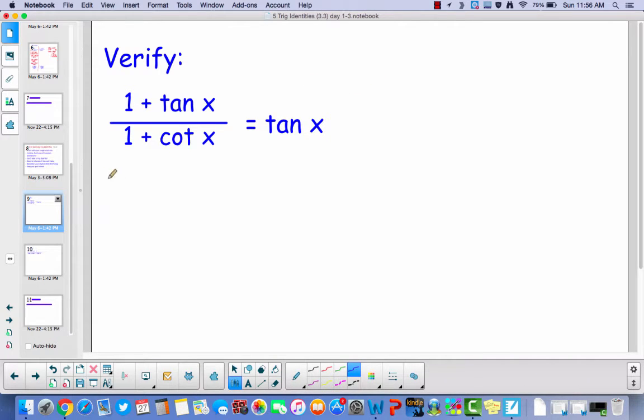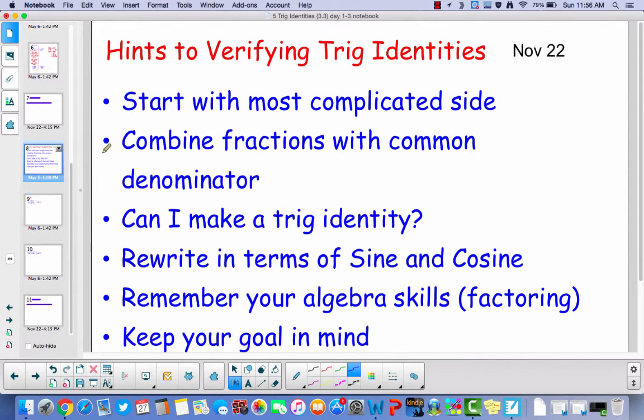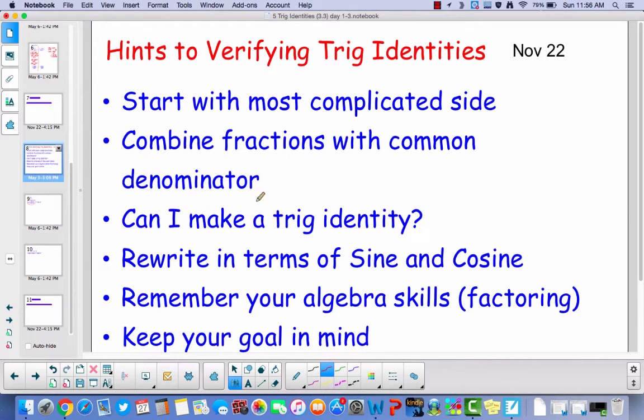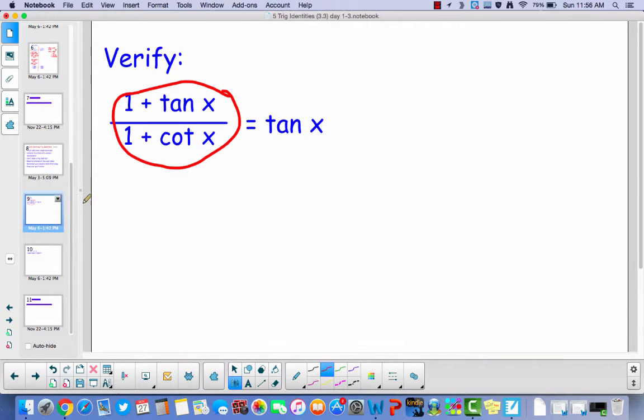Okay, here's another example. So again, we can only work on one side, so let's think about which side we would want to work on. Well, from our directions it says start with the most complicated side. Obviously that's going to be this side up on the left. Combine fractions with a common denominator. Already one fraction there, really can't combine it.